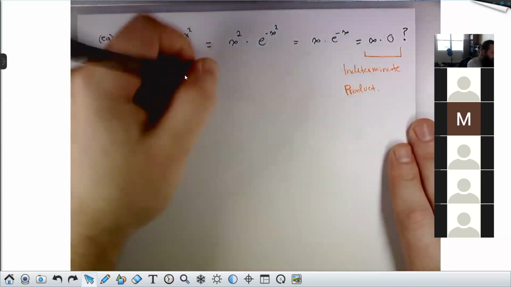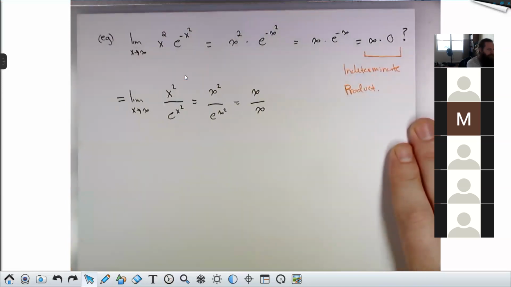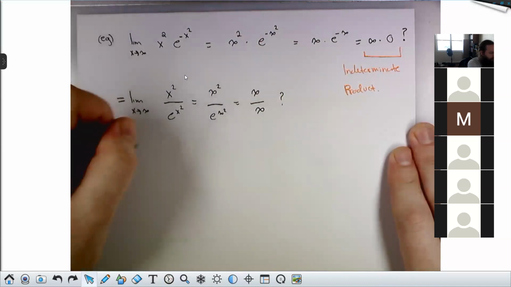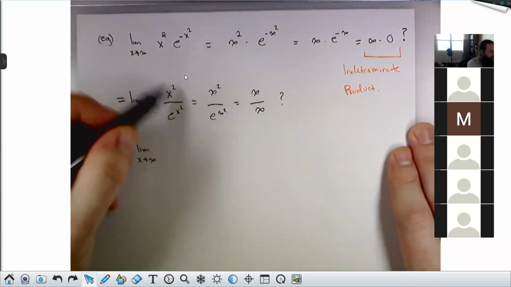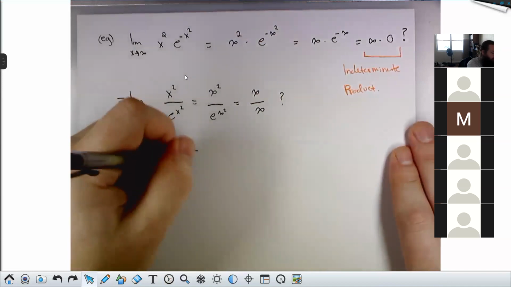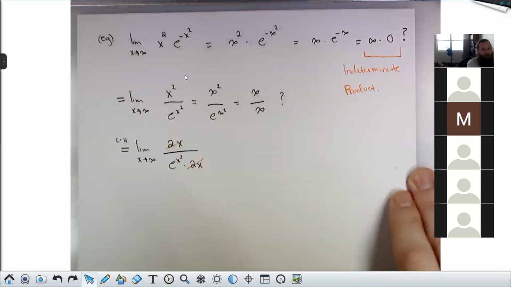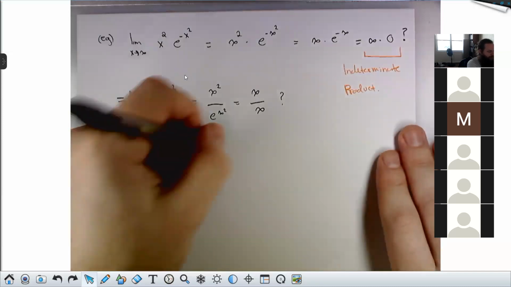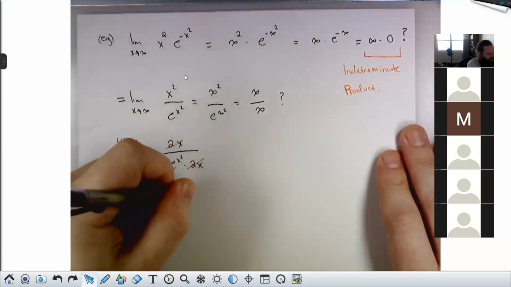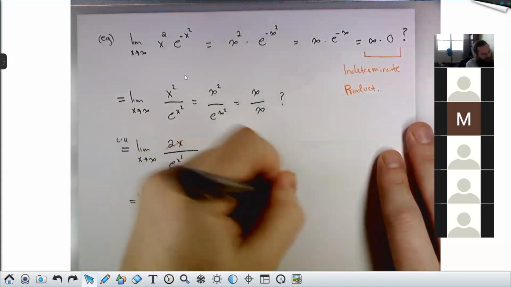And now as I plug in, I'll get infinity squared over e to the infinity squared, which is infinity over infinity. And now this is an indeterminate ratio, so I can apply L'Hopital's rule. The derivative of x squared upstairs is 2x. The derivative of e to the x squared is e to the x squared times the derivative of x squared, which is 2x. And we can cancel these. So this is the limit as x goes to infinity of 1 over e to the x squared, which is 1 over e to the infinity squared, which is 1 over infinity, which is 0.